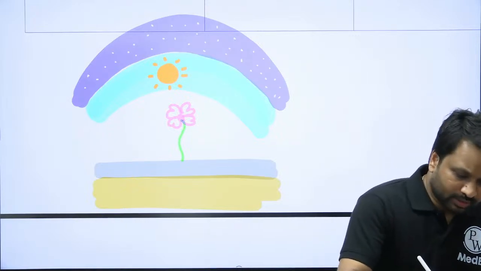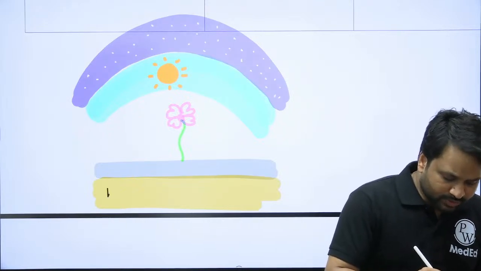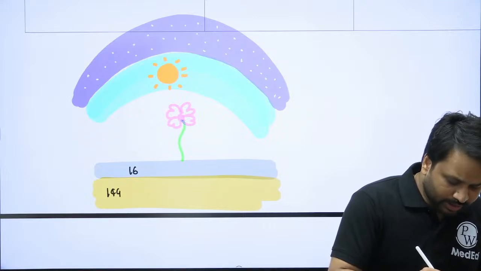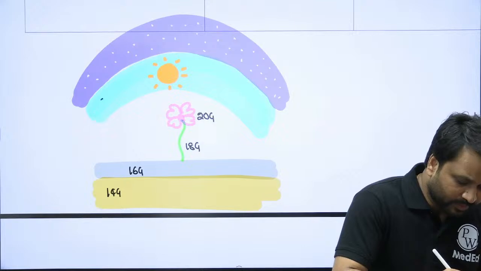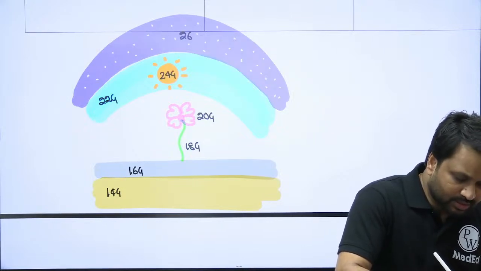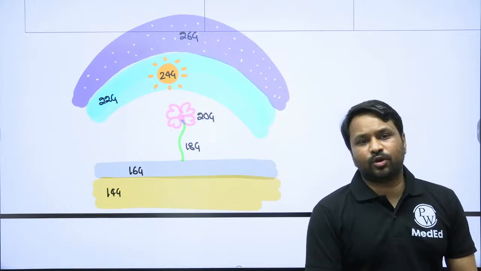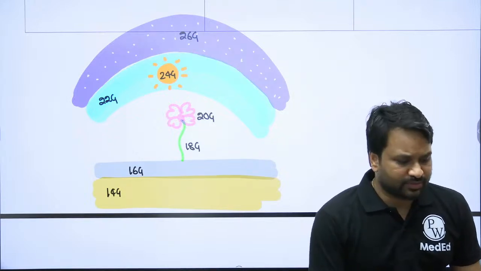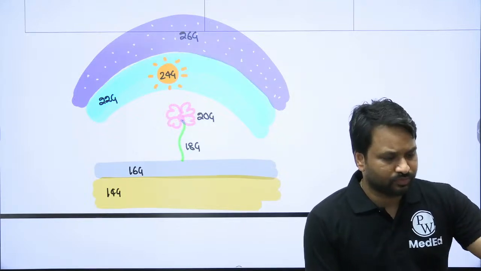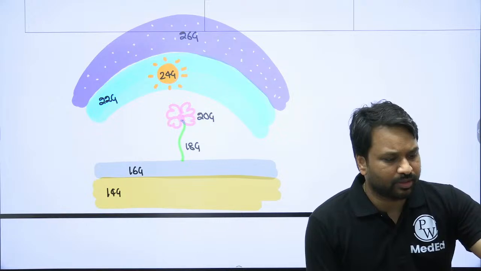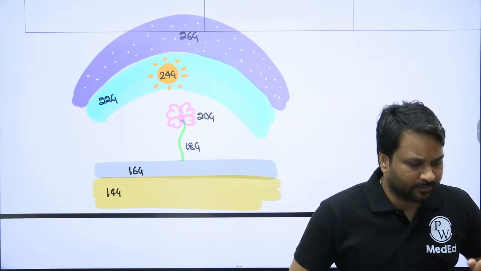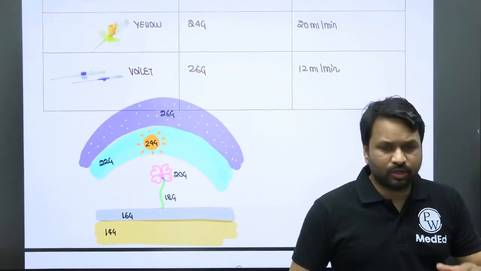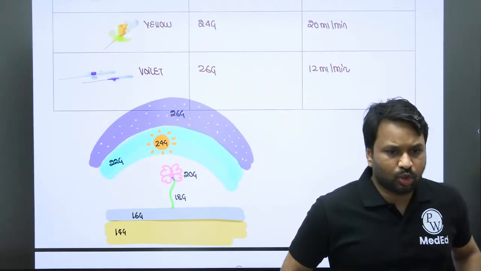So when you look at the entire components, orange is 14 gauge, soil is 16 gauge, trees are 18, pink is 20, sky is 22, sun is 24. This is your violet, right? So this is how you're going to remember the color code and its flow rates. Clear? So it's about your various cannulas and its color code.